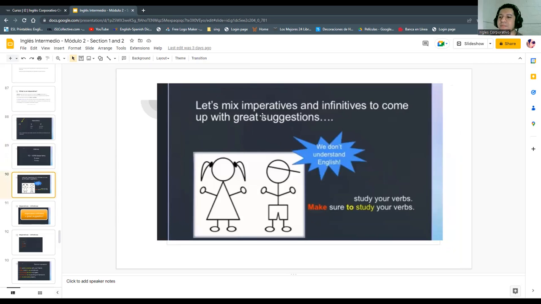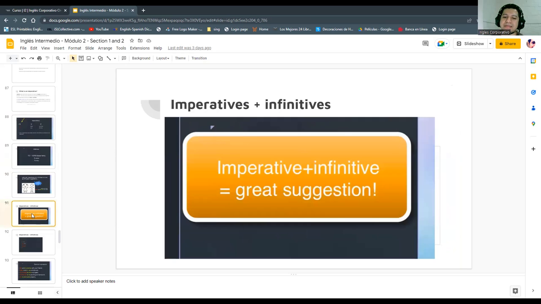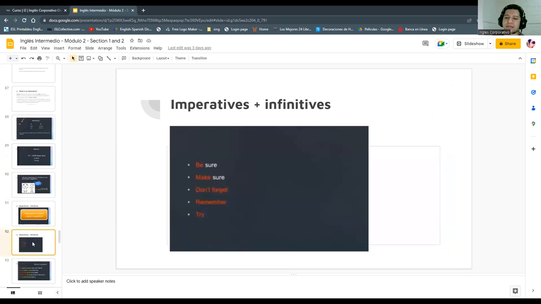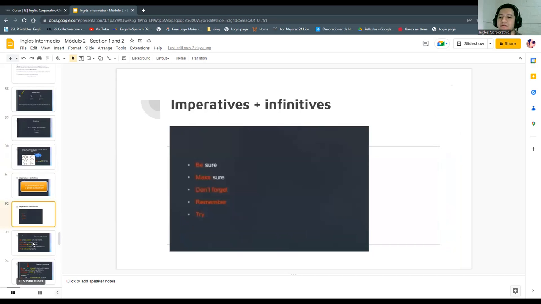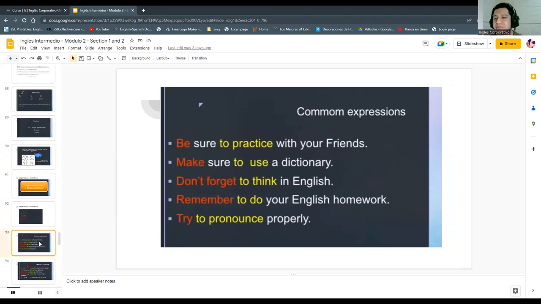So, let's mix imperatives and infinitives to come up with great suggestions. Instead of a command, en lugar de una orden, we use certain common expressions, right? For example, be sure, make sure, don't forget, remember, and try. And after these expressions, we have the infinitive, the one in yellow. Be sure to practice with your friends.